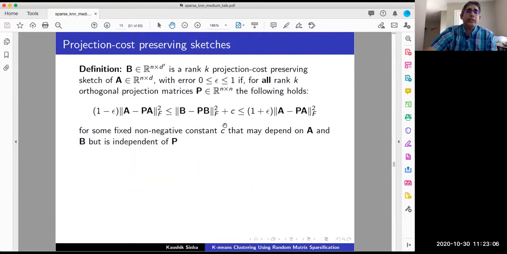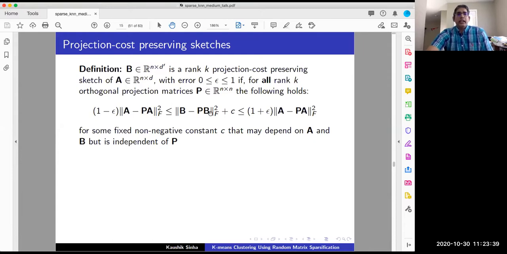Now, one more thing that we'll introduce, which will be required for our analysis, is called the projection cost preserving sketch, and it is defined as follows. Let's say B is a matrix with n rows and d' columns. It is called a rank K projection cost preserving sketch of another matrix A, n times d, with error epsilon in the range 0 to 1, if for all rank K orthogonal projection matrices P of size n times n, the following quantity holds.